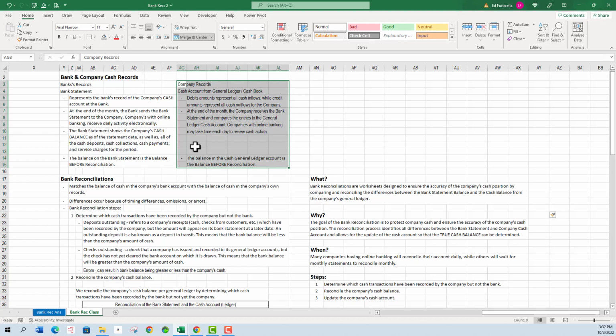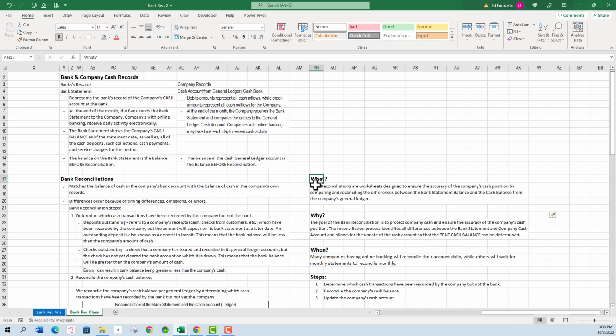The two balances rarely match because of timing differences, omissions, errors, and even fraudulent transactions. Before we get into how to prepare a bank reconciliation, let's discuss the what, the why, and the when of bank reconciliations. First of all, what?